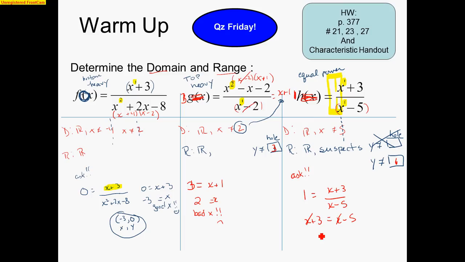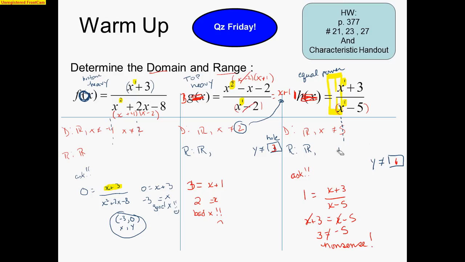My x's actually drop out, and this time I don't get a good x or a bad x, I get nonsense. 3 does not equal negative 5, that's just silly. So what was I asking? I was asking the function if there was an x that would generate 1. I got nonsense. So that tells me that no, the function will never equal 1. Therefore, my suspect is convicted.